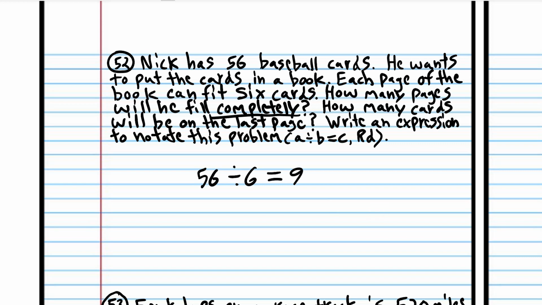So, 9. But there's a remainder, because 9 times 6 is 54. All right? So now we have to subtract. 56 minus 54 is 2, so the remainder is 2. So 6 goes into 56 9 times, so you can fill 9 pages. But there's going to be 2 cards left over. All right? So, write an expression to notate this problem. We just did that. That's part of our answer.